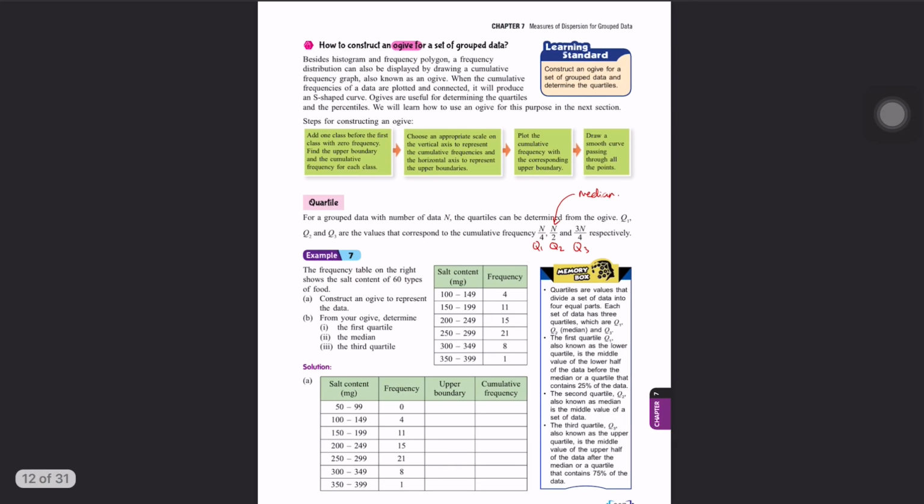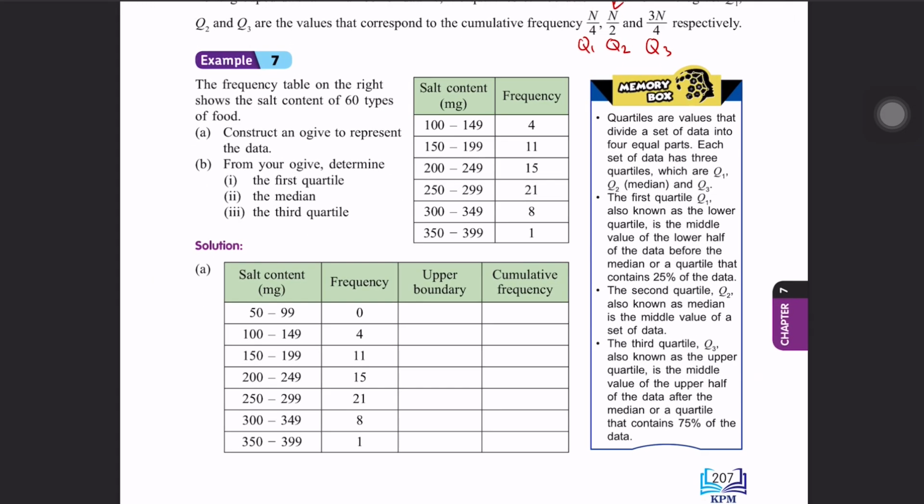Okay, now let's look at the first example. We have example 7. The frequency table on the right shows the salt contents of 60 types of food. Construct an ogive to represent the data. Second one, from your ogive, determine first quartile, median and third quartile. So kita macam biasalah, we have this frequency table. You construct a new table with upper boundaries and cumulative frequency.